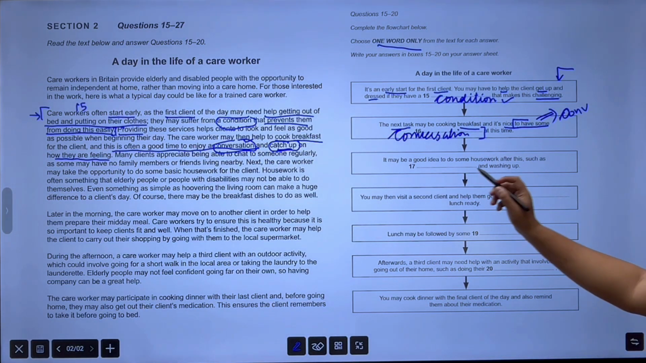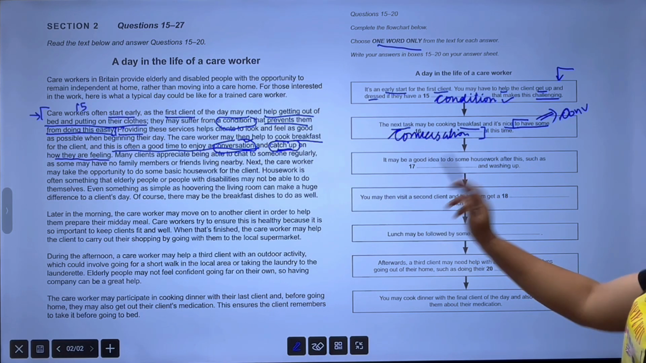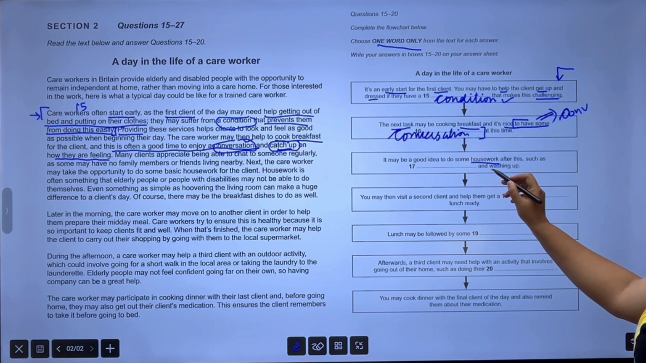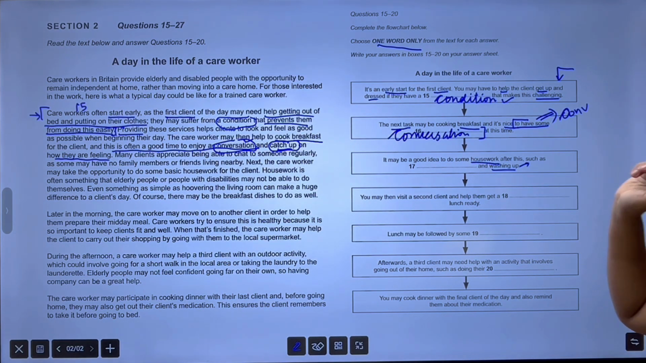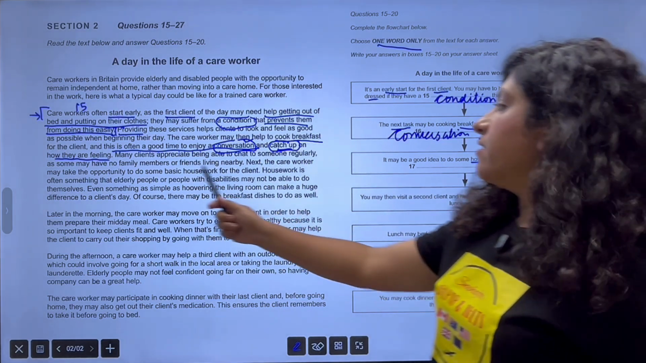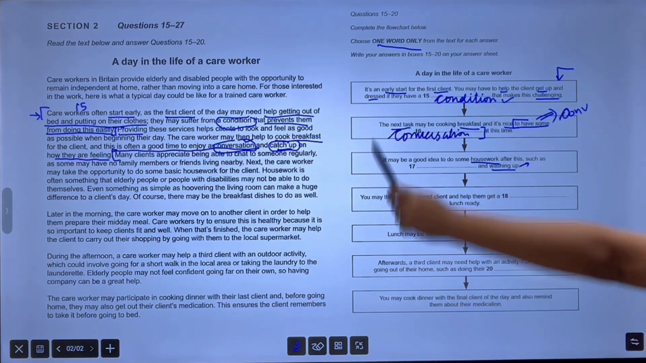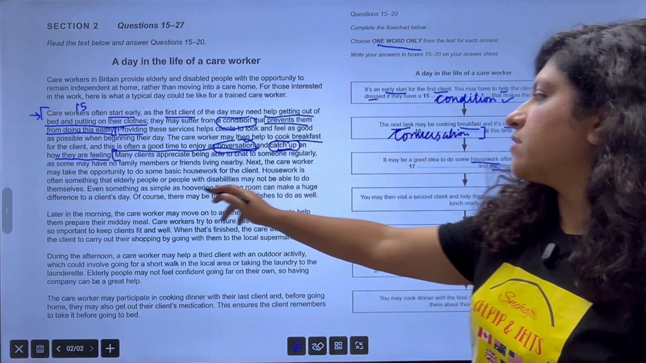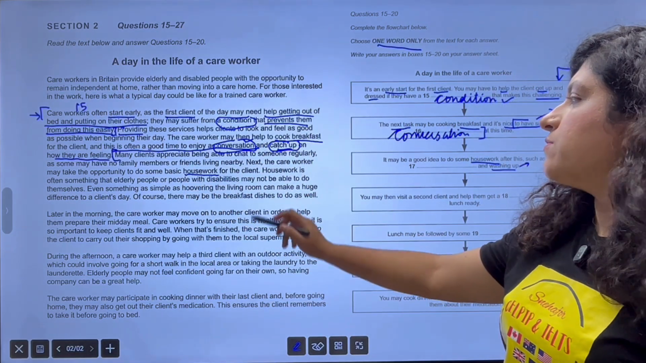It says that it may be a good idea to do some housework after this, such as dash and washing up. So now we are talking about housework, such as something that we have to find, and one more thing is given, and that is washing up. So we'll be searching for these keywords now. Again, we'll start searching from here for this question. No need to go to the beginning of the text. So now this says housework. Do you see this keyword over here, housework, right?